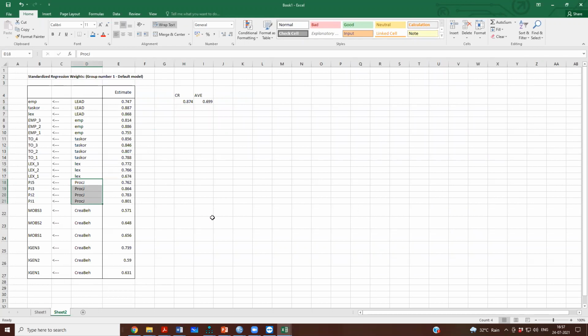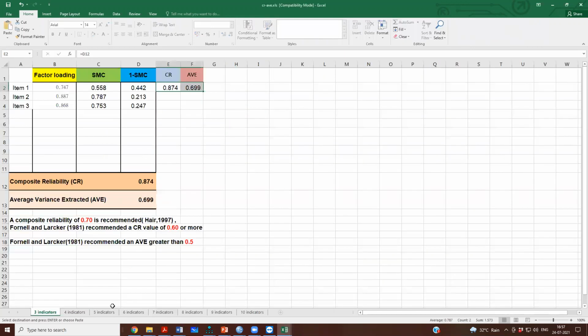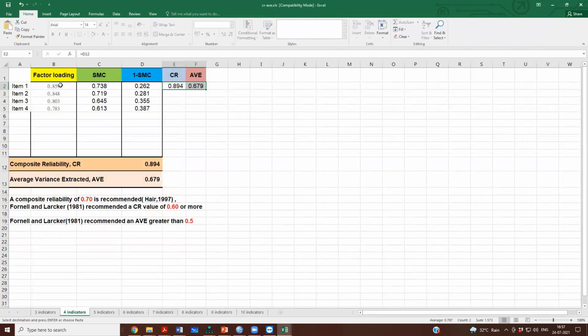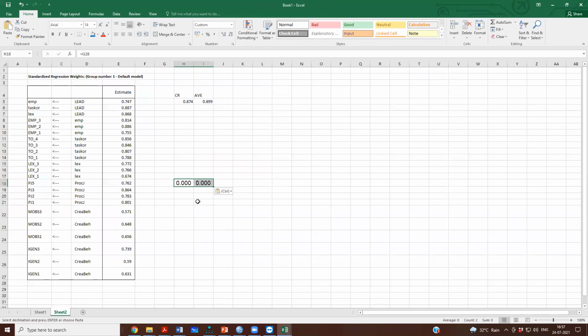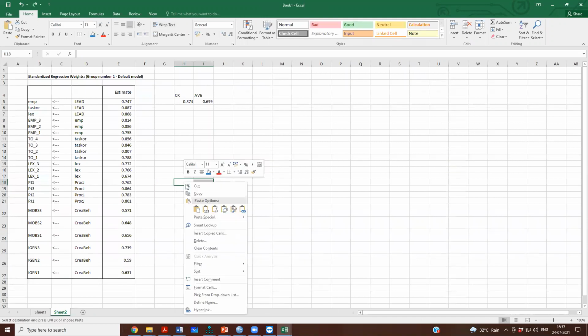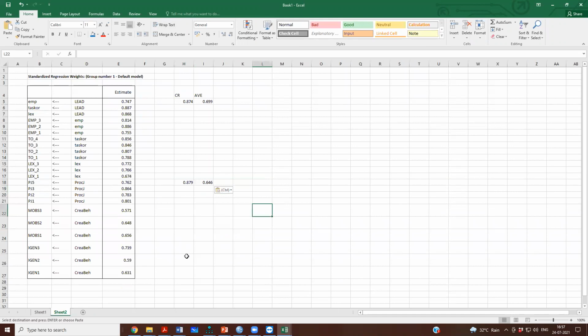We have 4 items for procedural justice. So we will copy these 4 loadings, and we will go to this 4 indicator sheet, and we will paste it here. So our CR and AVE is 0.879 and 0.646. So we will write it here. This is our AVE and CR for PJ.